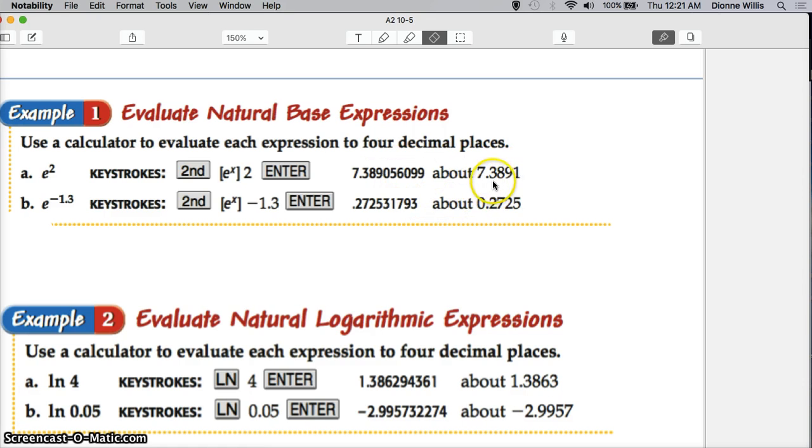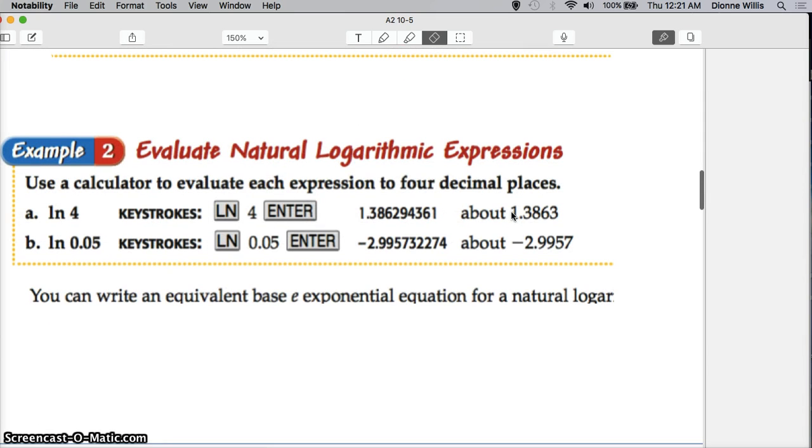All right, so you should have gotten 7.389 and about 0.272 for the next one. And then for the natural log of 4, 1.386, and the natural log of 0.05, you've got negative 2.99.